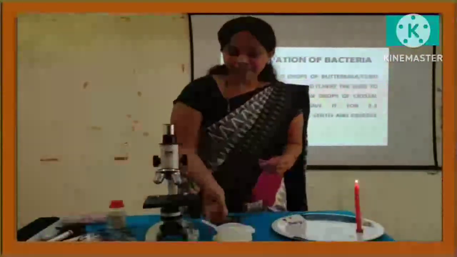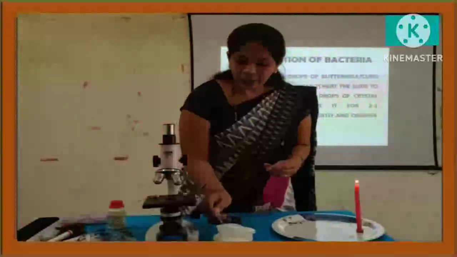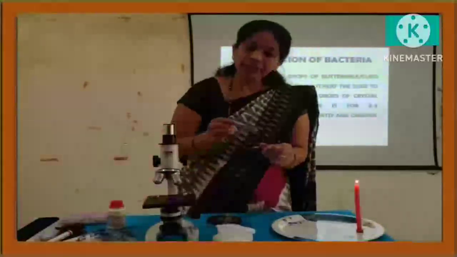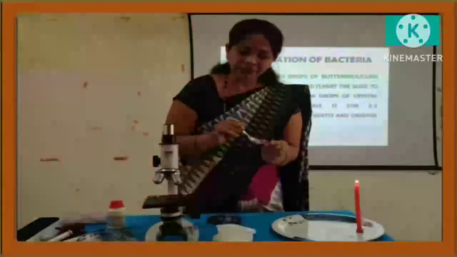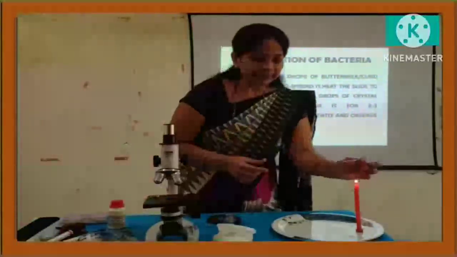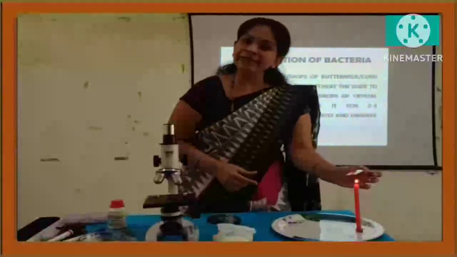Collect samples of buttermilk or curd, add 1 or 2 drops of curd on a slide and then spread the sample on the surface of the slide. Then heat the slide for 5 to 6 seconds. This is called heat fixation.